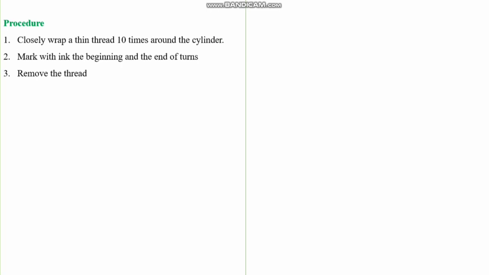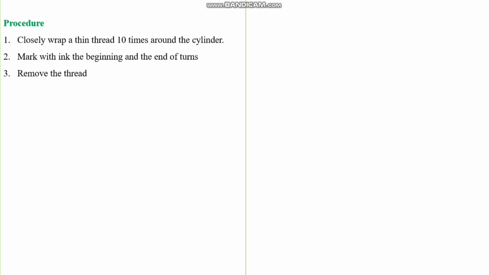This is the procedure to be followed. Closely wrap a thin thread 10 times around the cylinder, as we have said that making several turns improves the accuracy of the readings. The second one is to mark with ink the beginning and the end of the turns. So the first point where you started making a turn, you mark it with ink. Then you wrap to the required number of turns. For instance, in this case it's 10 times.